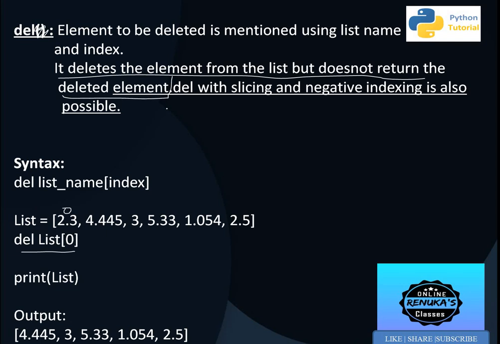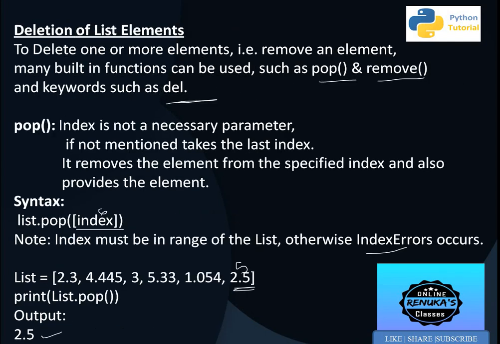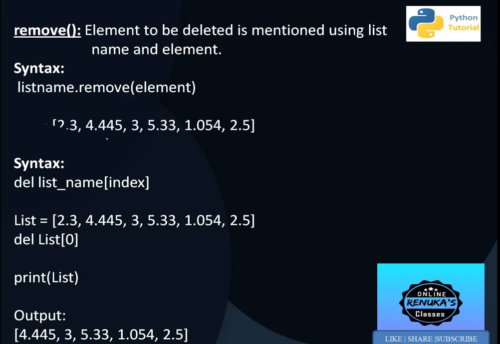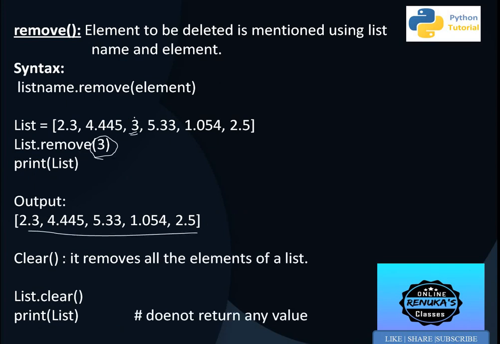So deleted element is returned if you are using pop. Suppose you are deleting 2.5 and afterwards you need 2.5. You can use pop and copy that element with some other name, and later on you can use it. But with del, that element is removed and you cannot copy it somewhere else. It is directly deleted from the list. And remove is also removing that particular element from the list. If you want to clear all the items, then you can use clear. List dot clear, it will clear all the items.